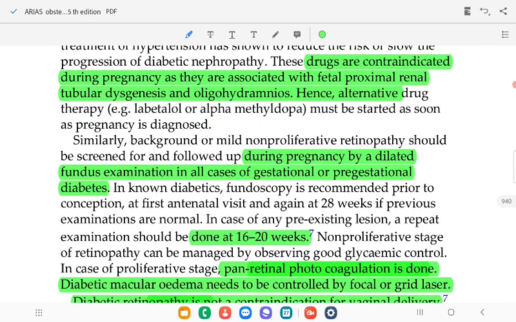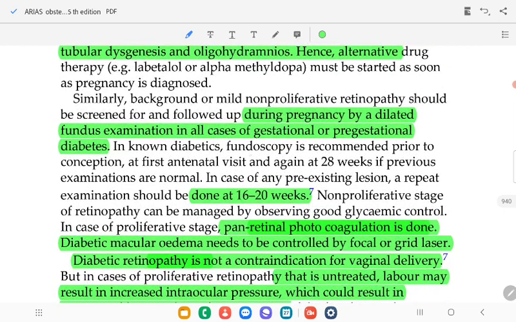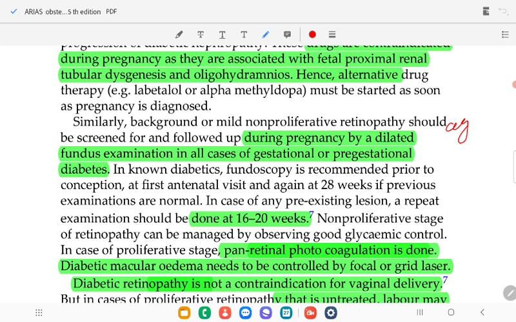Similarly, background or mild non-proliferative retinopathy should be screened for and followed during pregnancy by a dilated fundus examination in all cases of gestational and pre-gestational diabetes. Fundoscopy is recommended prior to conception, at the first antenatal visit, and again at 28 weeks if previous examinations are normal. So remember, if you have pre-gestational diabetes, you have to do fundoscopy preconceptionally, at the first antenatal visit, and again at 28 weeks if it is normal previously.